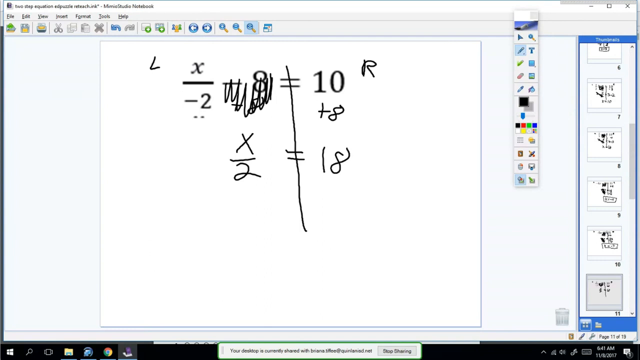Well, since the 2 is being divided, you're going to do the opposite. You're going to multiply 2 to both sides. Cancels out. 18 times 2 is 36. That's the answer. And now you're going to try one.